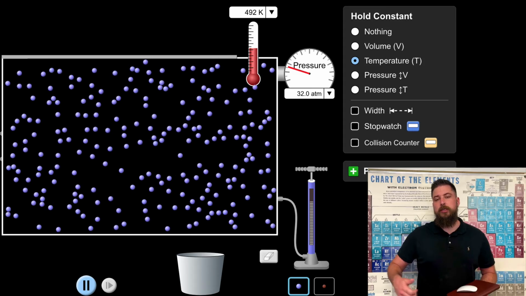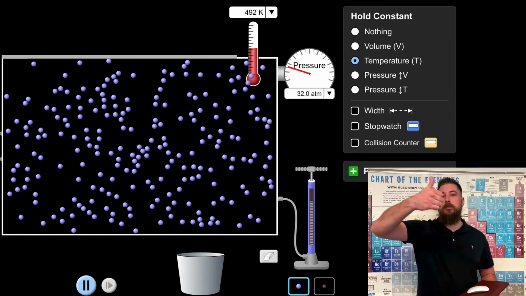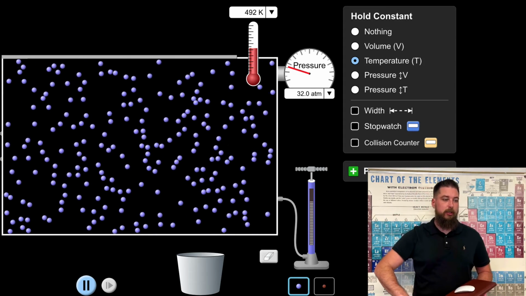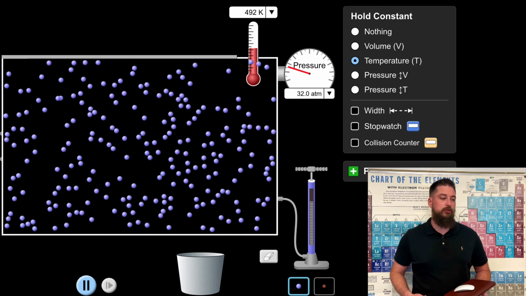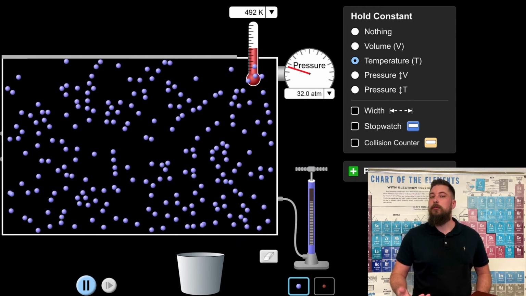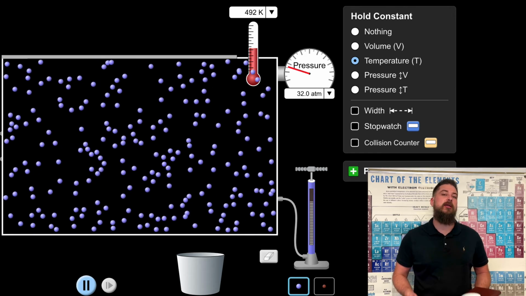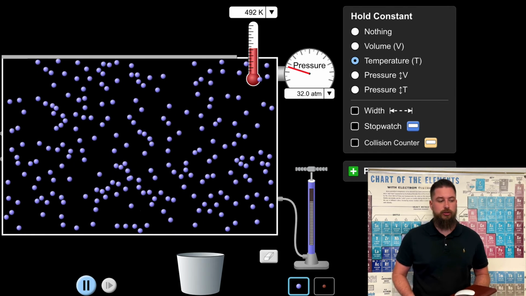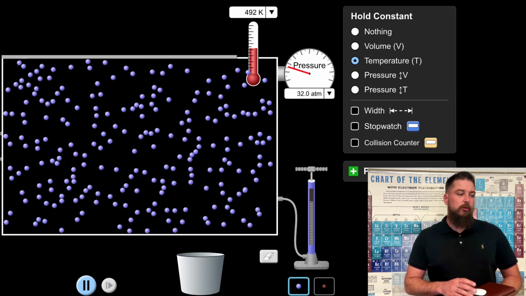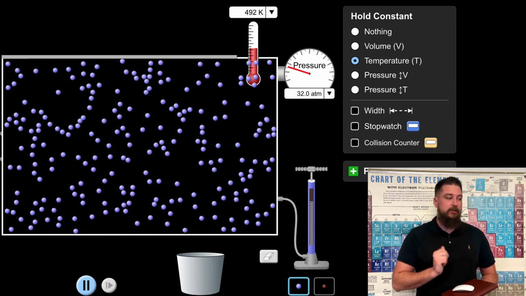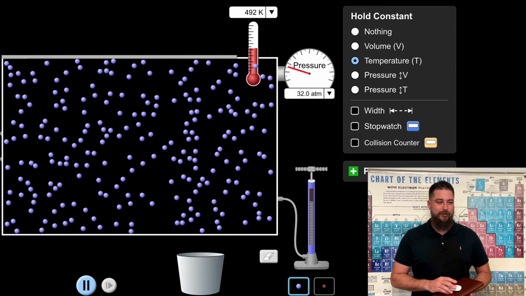And so in this situation, as volume goes up, pressure goes down. This is an inverse relationship or an indirect relationship, which means as one goes up, the other one goes down. So pressure and volume have an indirect relationship where as one goes up, the other goes down. So let's go ahead and think of these things as we're going through the notes.